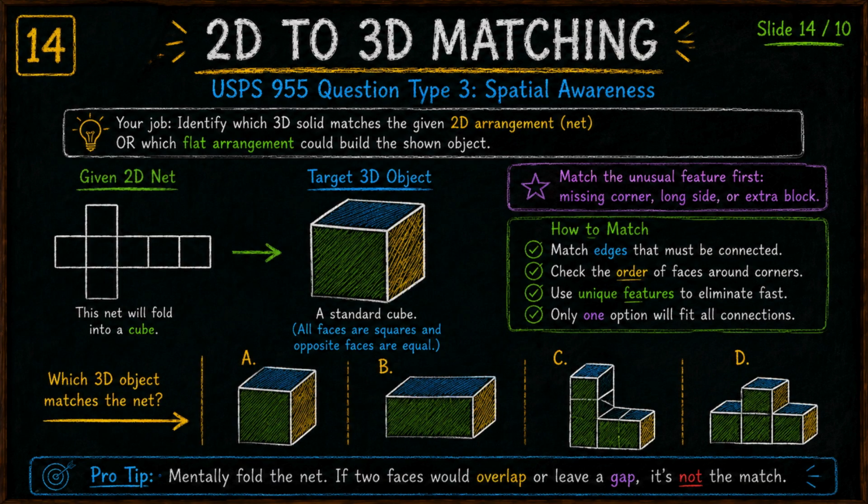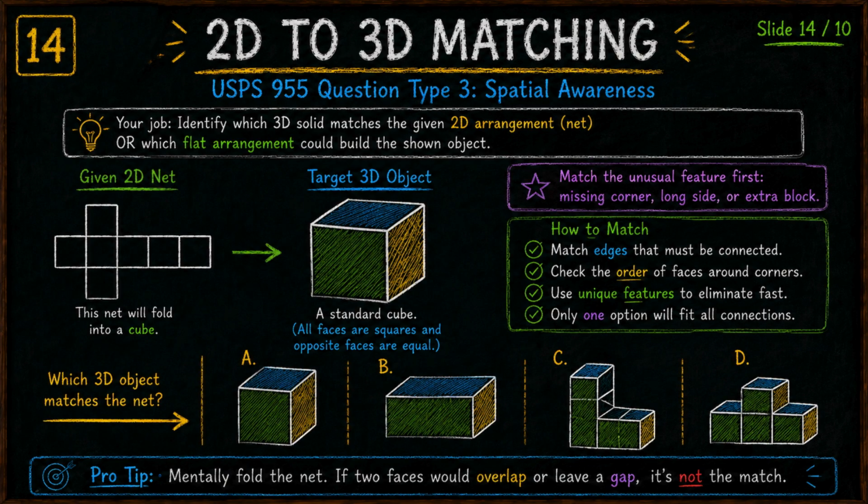If the flat net says blue, green, and yellow meet around one corner, the 3D object must show those faces in a possible order. If the option would require two faces to overlap, it is wrong. If the fold leaves a gap where a face should be, it is wrong. If the same face would have to appear in two places, it is wrong. The correct answer is not just the one that looks similar. It is the one that respects every connection.